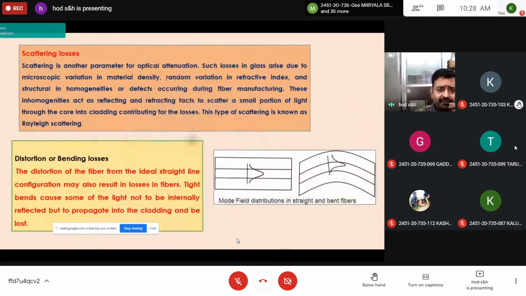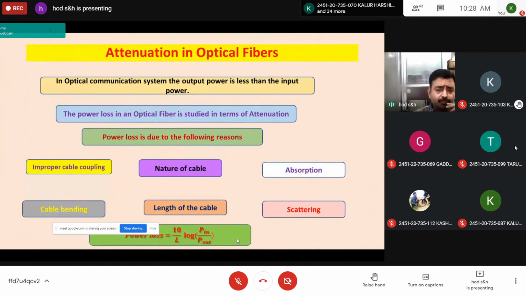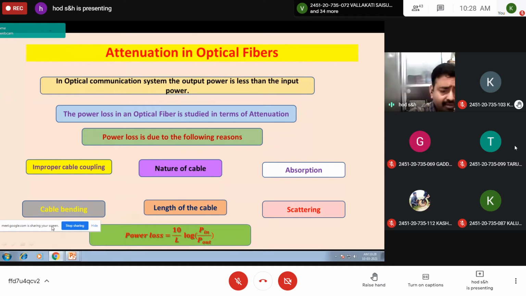Losses in optical fiber are broadly classified into these types: improper cable coupling, the nature of the cable, absorption of light by the core material, and cable bending, which are the scattering losses. As the length of the fiber increases, the loss also becomes greater, because of the scattering of light.